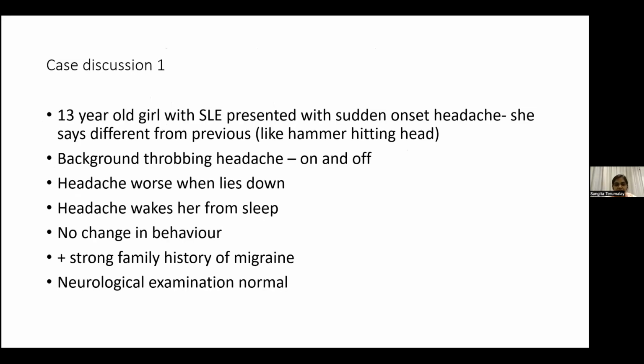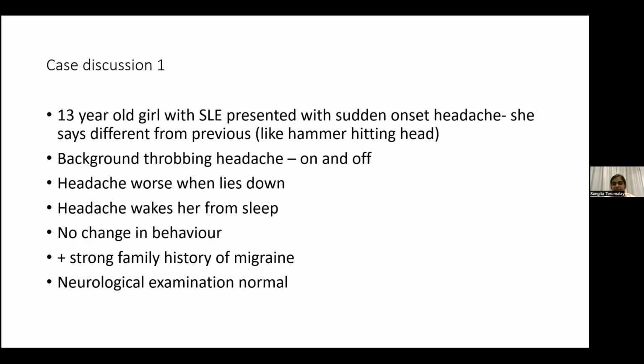So let's go back to the first case before we do step 2. We're still in the first case, the step-by-step approach, which is deciding whether it's a primary or secondary headache. Remember the first case, the girl with SLE, a systemic disorder. She has a background throbbing headache, and now she has a sudden onset headache. So there's a change in the way the headache is behaving, right?